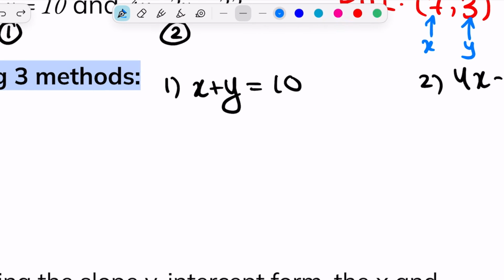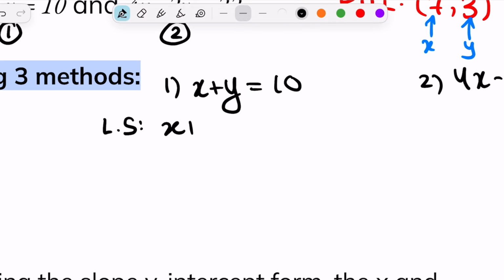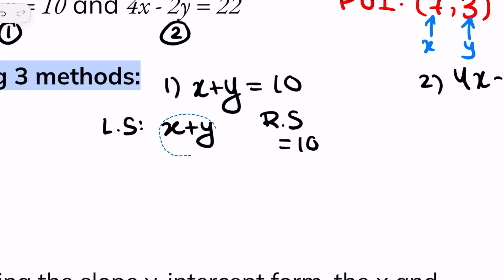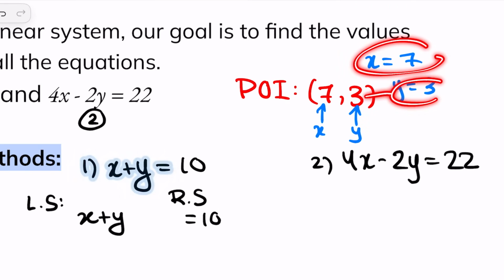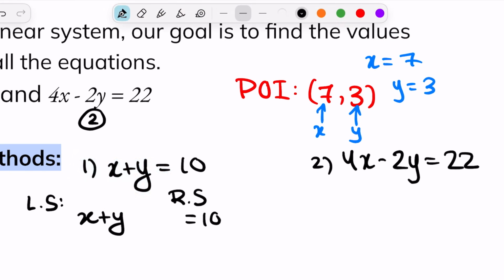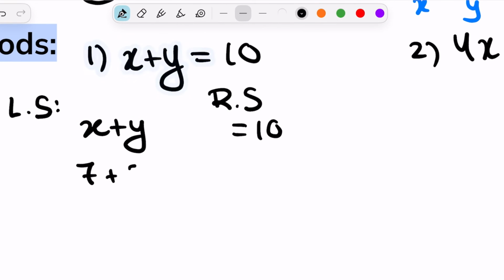How are we going to prove that the point satisfies the lines? We're going to do the left-hand side equals right-hand side test, or check. The left side is everything on this side of the equal sign, which is x plus y. So the left side is x plus y, and the right side is 10. What we're going to do is sub in our x and y values into here, compute, and see if the left side equals the right side. So x is 7, y is 3. The right side stays the same because it's just 10.